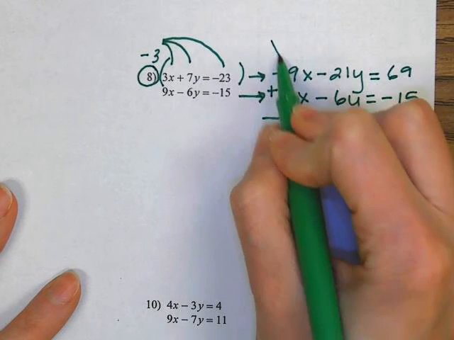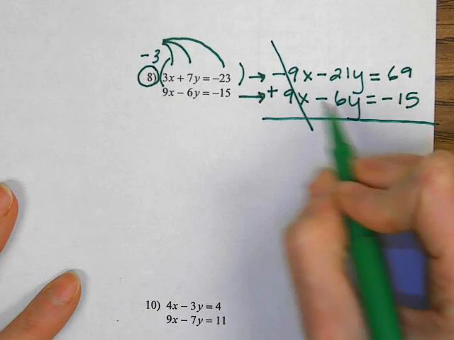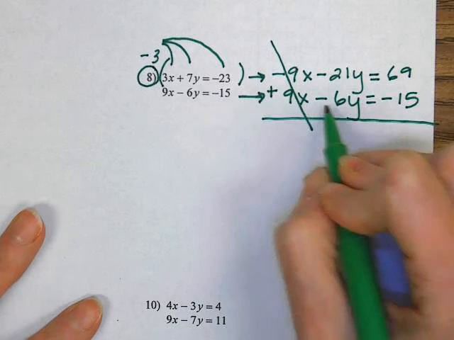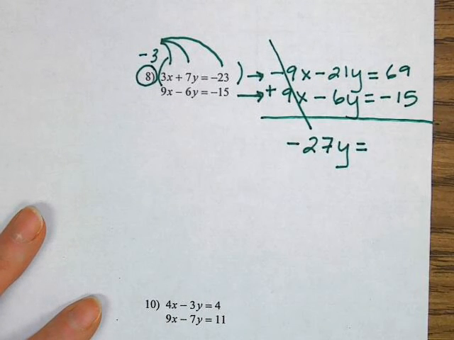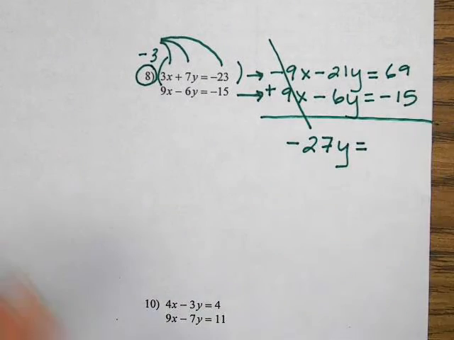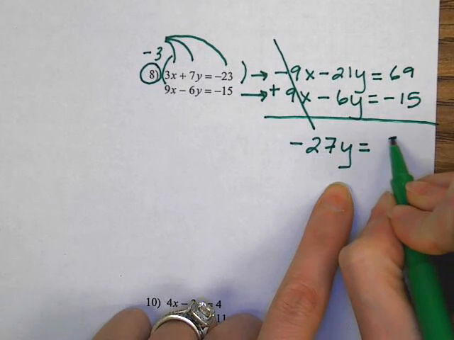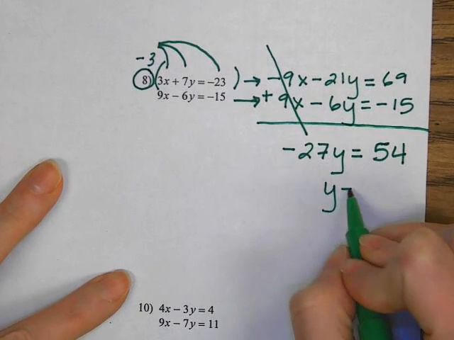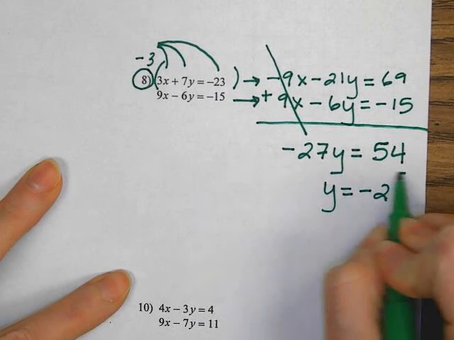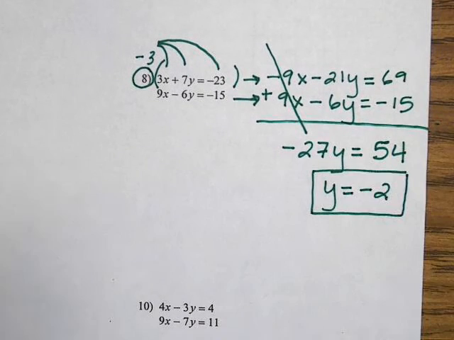-9x plus 9x cancels. -21y plus -6y is -27y. And 69 plus -15 is 54. And then if you divide both sides by -27, you get y equals -2. And then we'll just plug it back in to find x.